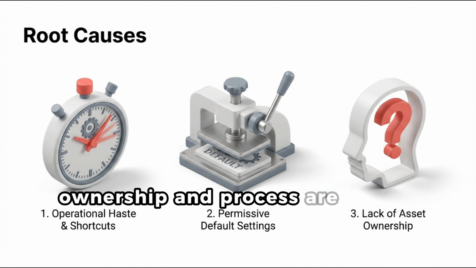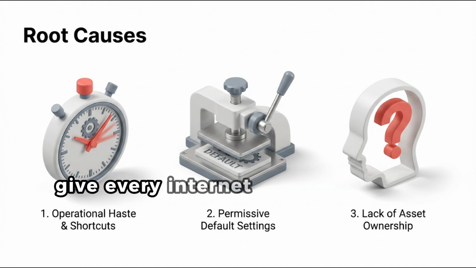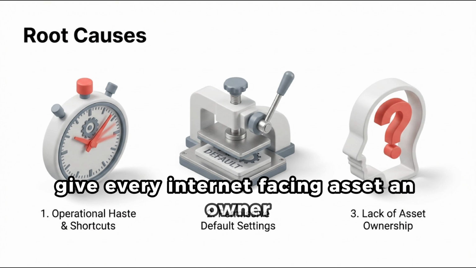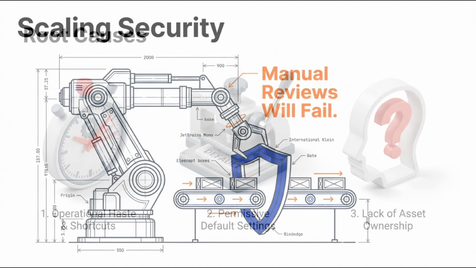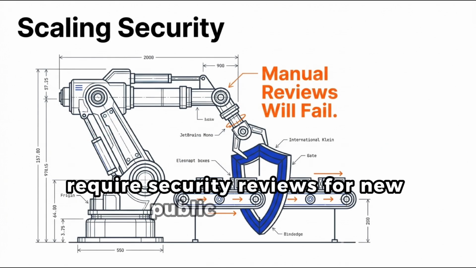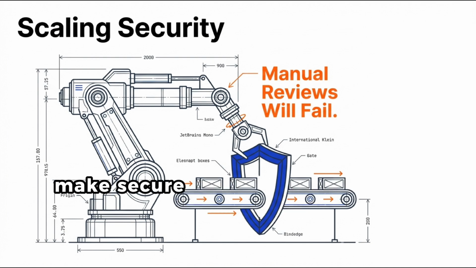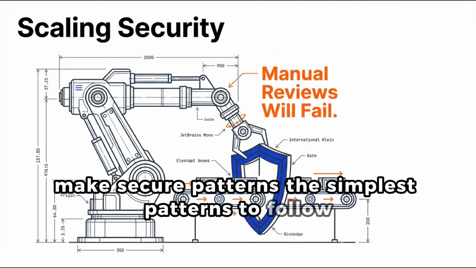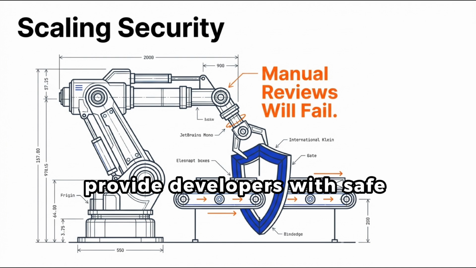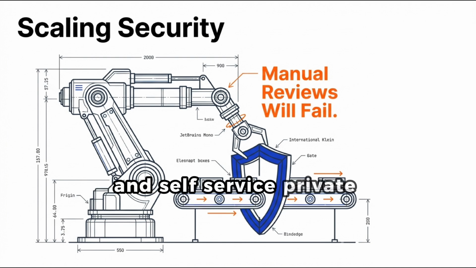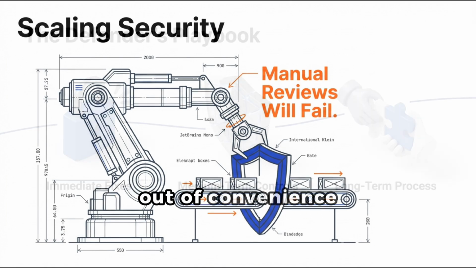Ownership and process are critical. Give every internet-facing asset an owner and a lifecycle policy. Require security reviews for new public endpoints. Make secure patterns the simplest patterns to follow. Provide developers with safe templates and self-service private environments so they don't create shadow infrastructure out of convenience.